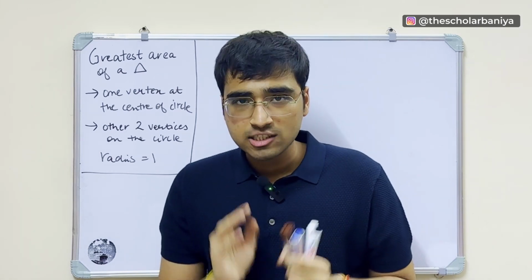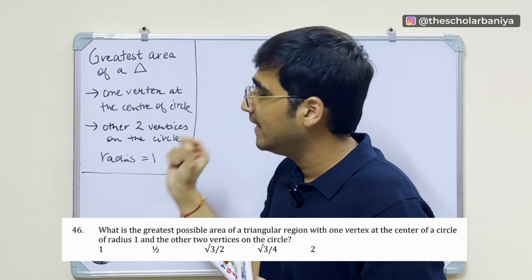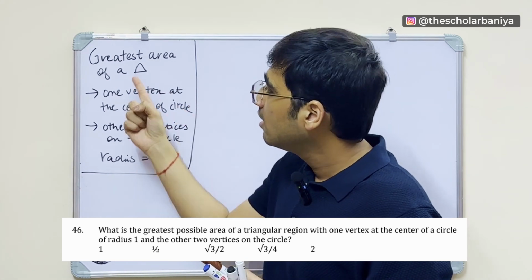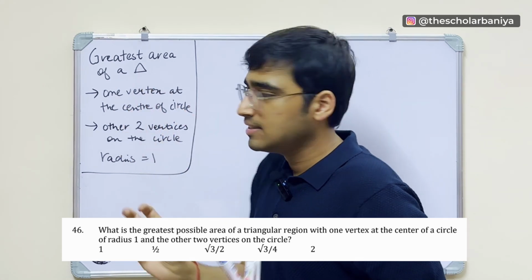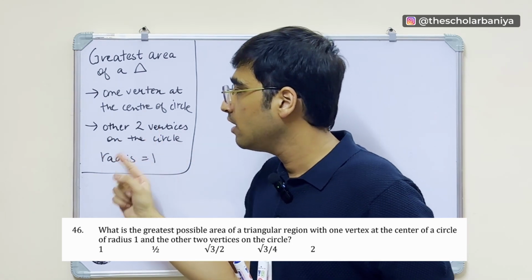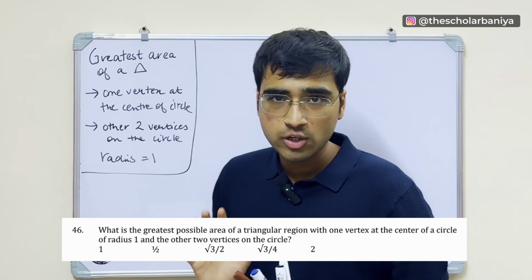So let's move on to the next question, guys. In this question, we are given that we have to find the greatest area of a triangle, right? And in that triangle, one vertex of the triangle is at the center of the circle and the other two vertices of the triangle are on the circle, right? And the radius of the circle is given to be 1.